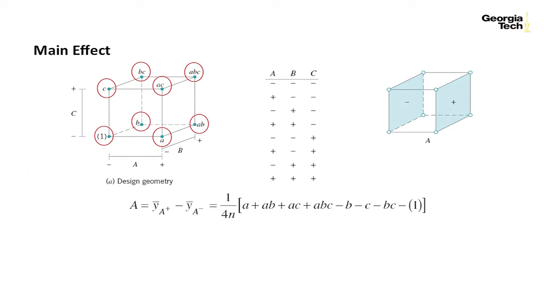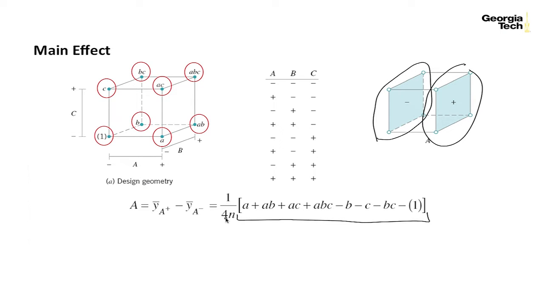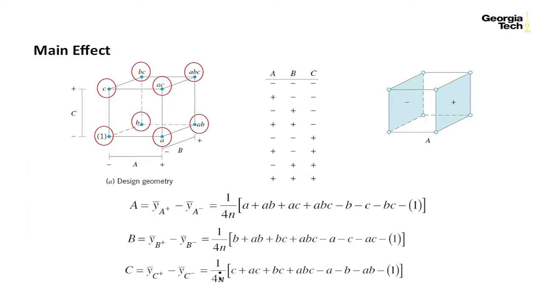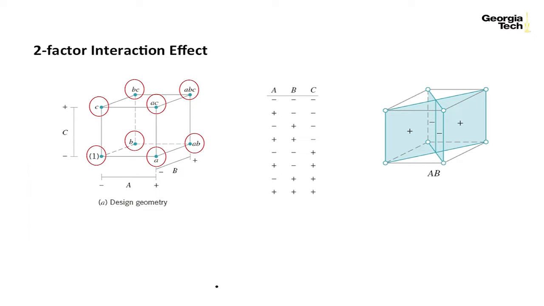Okay, how about calculating the main effects? Again, it's going to be the average at high level of A. Let's say this is A, this is positive, this is negative. So the average of these points minus the average of these points. Or in other words, we can use contrast divided by 4 times n. So it's the contrast of A divided by 4 times n. We can have a similar equation for B, as you can see, or C, the main effect of C, which is the contrast of B divided by 4n, or contrast of C divided by 4n. How about interaction effects?